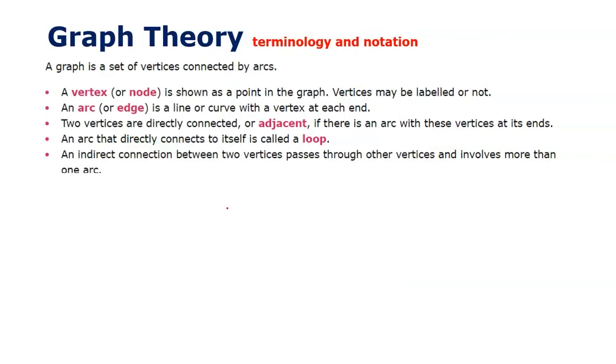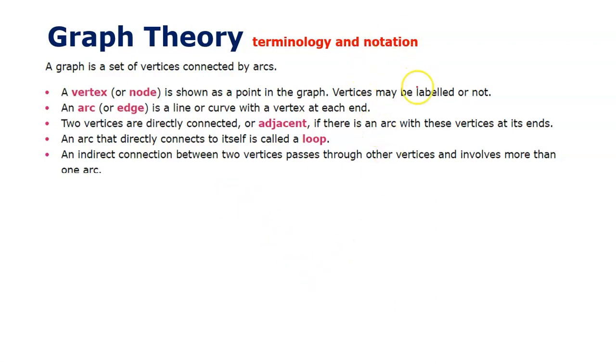So let's have a look at things. As I said, a vertex or node is a point. An arc or edge is a line that joins the vertices together. If two vertices are directly connected, they would be called adjacent vertices, if there is an arc with vertices at its ends. Two vertices are directly connected or adjacent if there is an arc connecting the vertices.